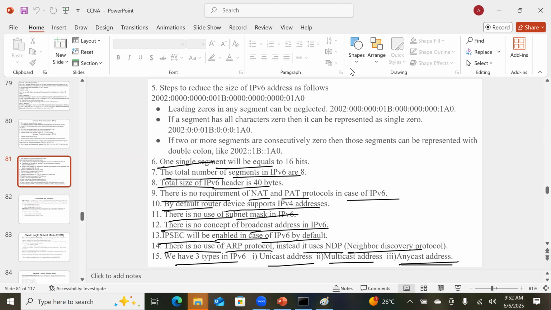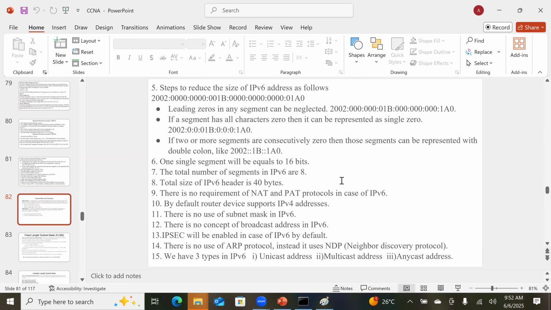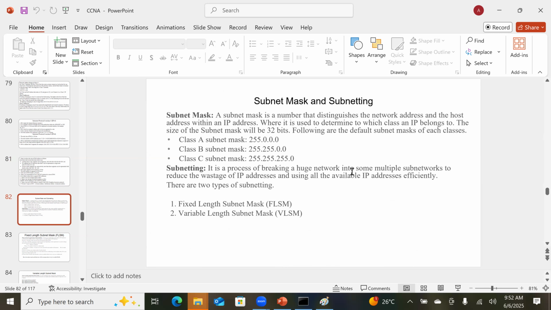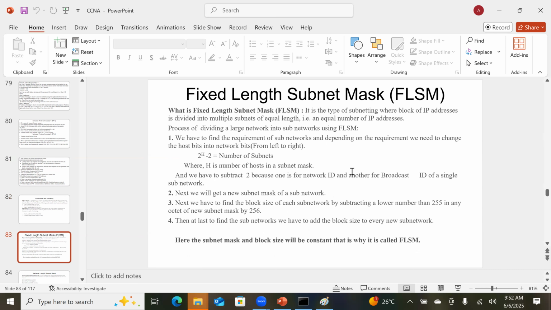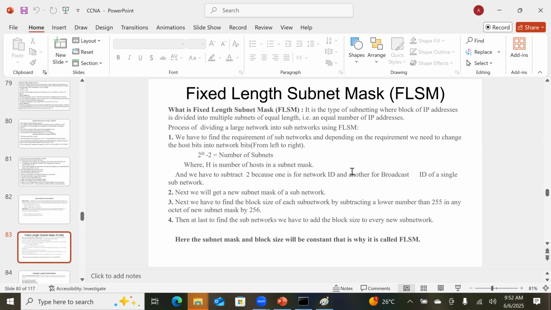Any doubt here? No doubt? Sure? Okay. So tomorrow, the whole class will complete subnetting. Not tomorrow, Monday. Monday we'll start with subnetting. After that, from Tuesday, we're going to start with the practical, that is the switching part. Clear? Great.